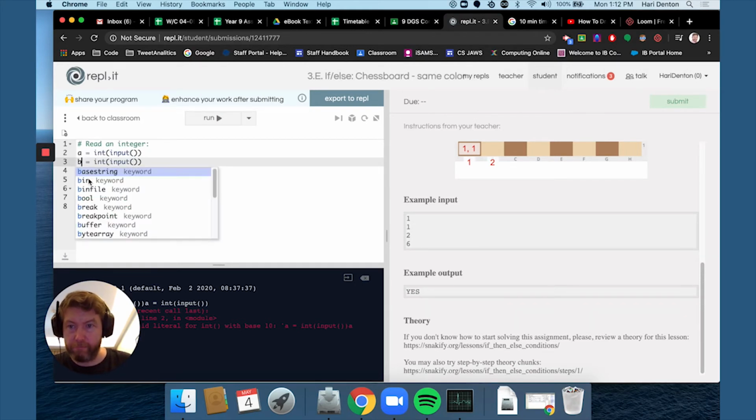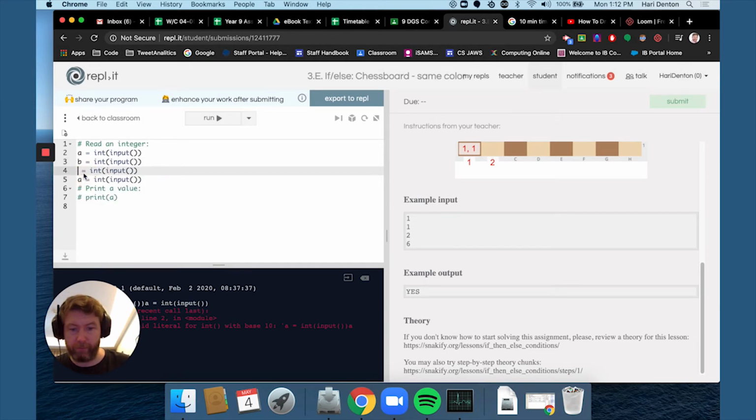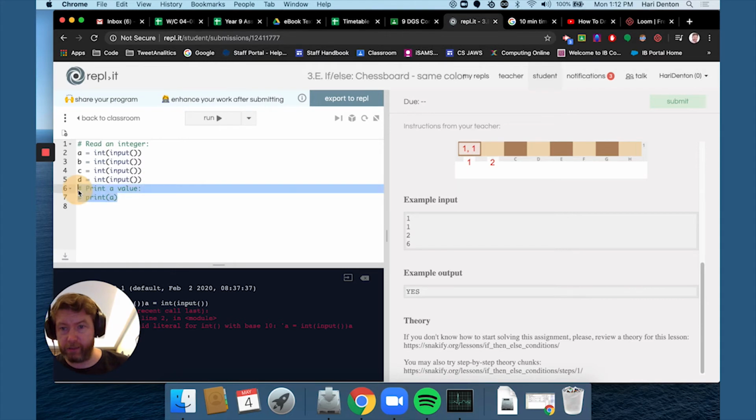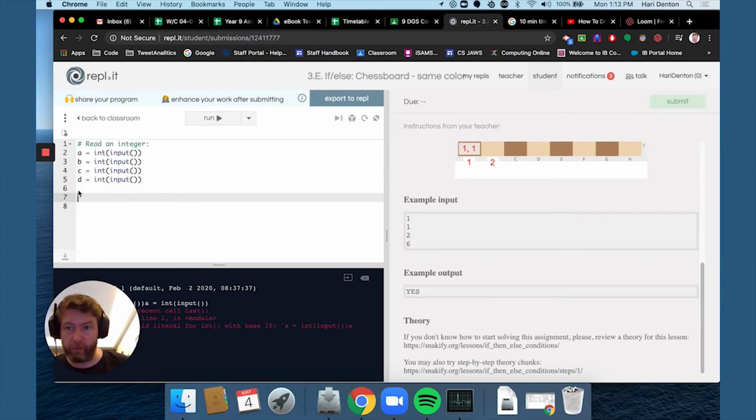they both mod to either 1 or 0, but we can just say if their mods equal each other, so if their remainders are the same, then they're the same color, right? We just said a black square was even and a white square was odd. So if A plus B mod 2 is equal to C plus D mod 2, right? So they're both either odd or even.